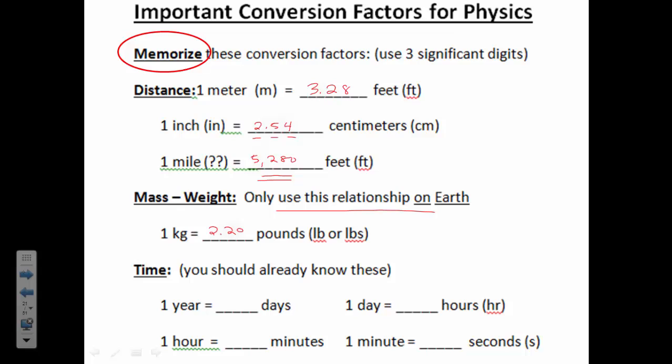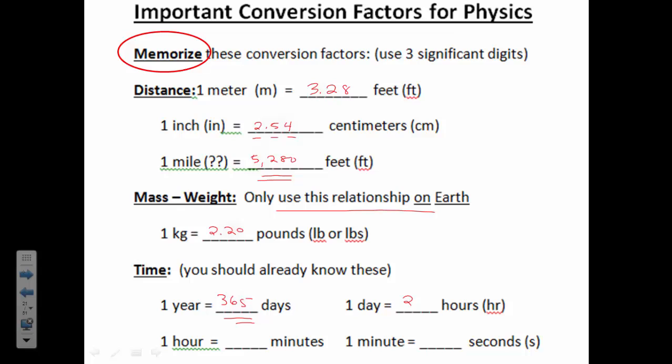Okay. Time. And these ones you should know already. 1 year is 365 days, to 3 significant digits. Now, in reality, we know we've got leap years and things like that, which is about 365 and a quarter days per year, but it's actually a little bit off of that. So you have leap years, leap hours, leap minutes, things like that. But for our sake, 1 year is 365 days.